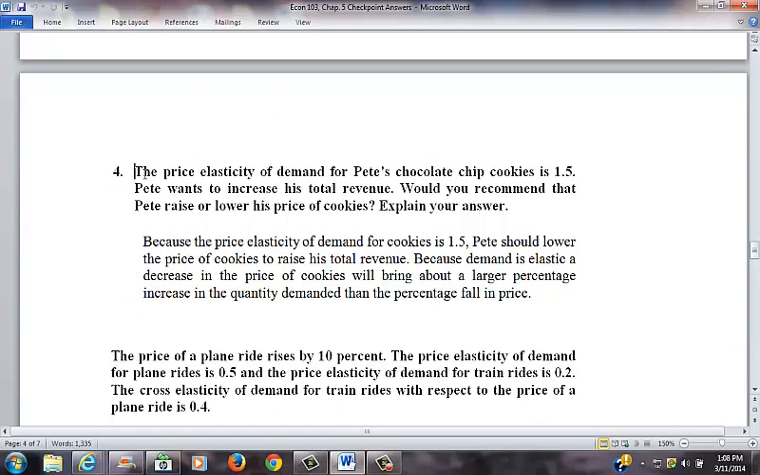Question 4. The price elasticity of demand for Pete's chocolate chip cookies is 1.5. Pete wants to increase his total revenue. Would you recommend that Pete raise or lower his price of cookies?